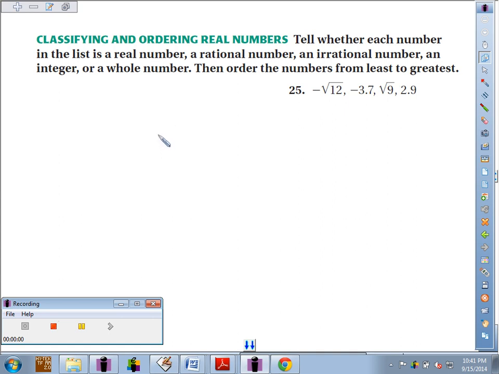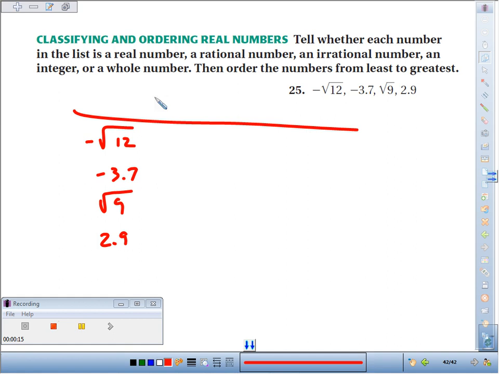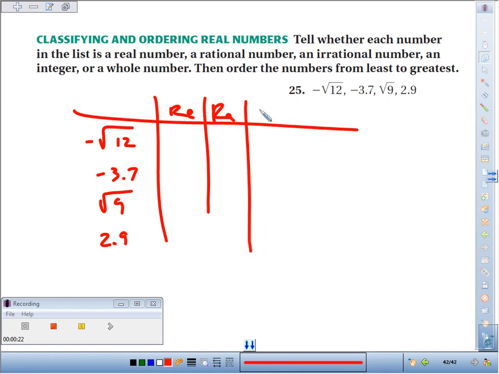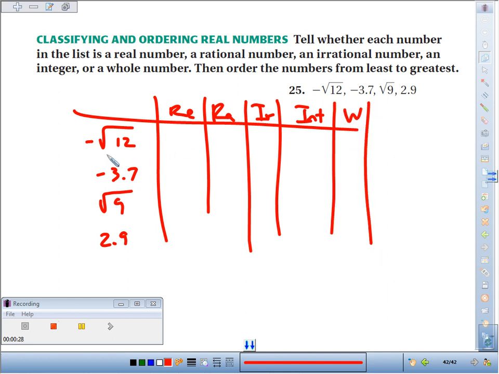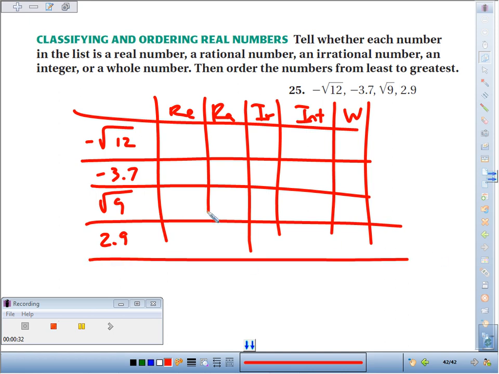25, we're going to tell if the number is real, rational, irrational, integer, whole number, and then order from least to greatest. So I'm going to make a little chart. I've got negative square root of 12, negative 3.7, square root of 9, and 2.9. We're supposed to decide if they are real, rational, irrational, integer, or a whole number. I should probably use my line tool, but we get the idea.